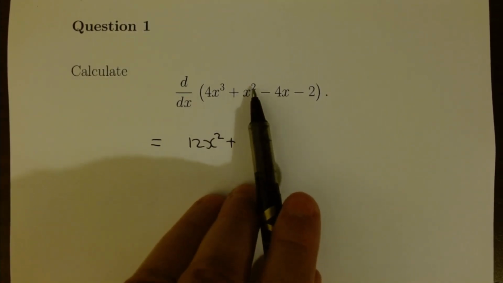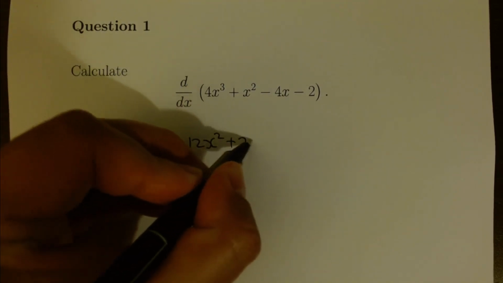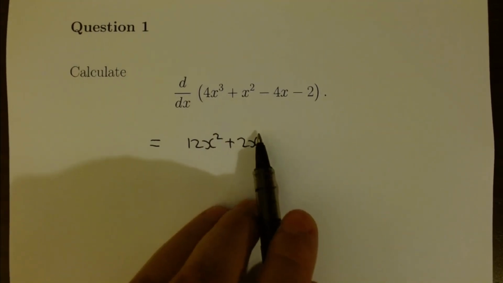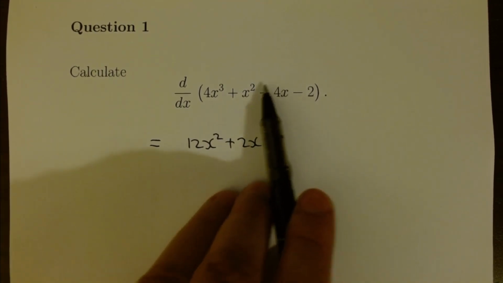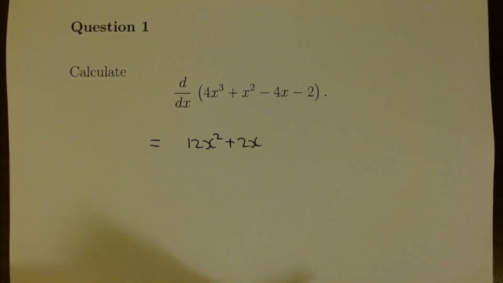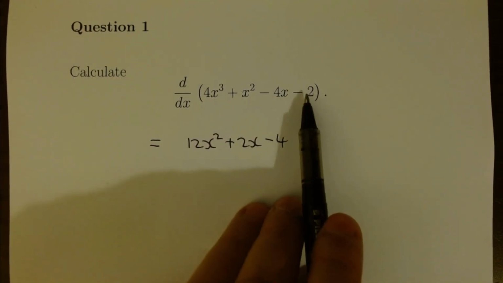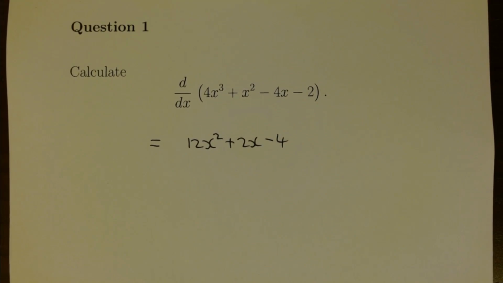Plus, then the 2 comes down, and you minus 1 off the power to give you 1, but we don't write the 1. And then minus 4x is a linear term, so that will become minus 4. And the negative 2 is a constant term, so that becomes a 0.